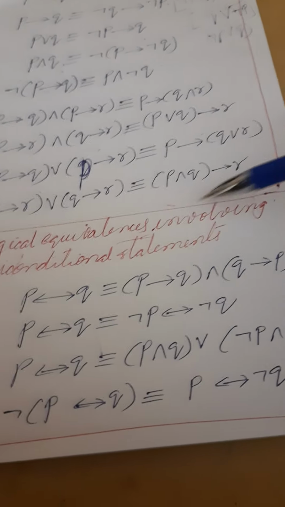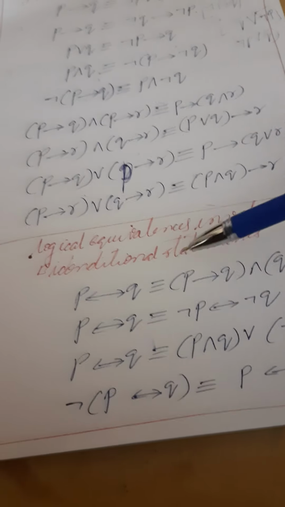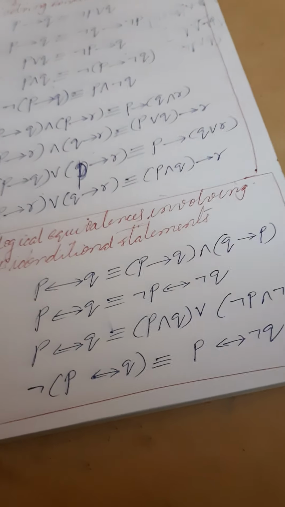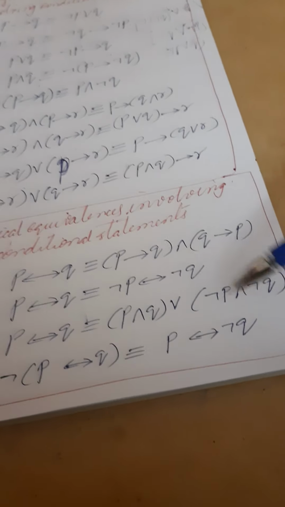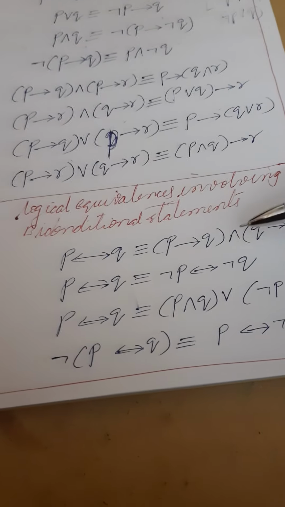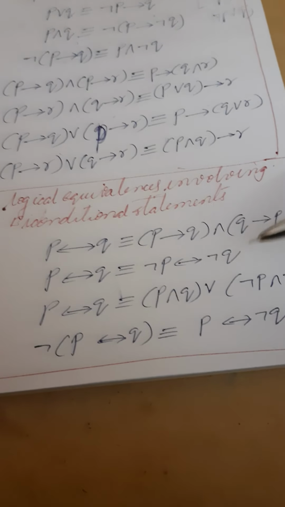Next, logical equivalences involving biconditional statements. Here this also we have to remember, because direct questions came from these statements only. Okay, we need not prove them in the exam. These standard statements we can remember, it will help us. These formulas are there in the standard book, and in the exam they gave them.